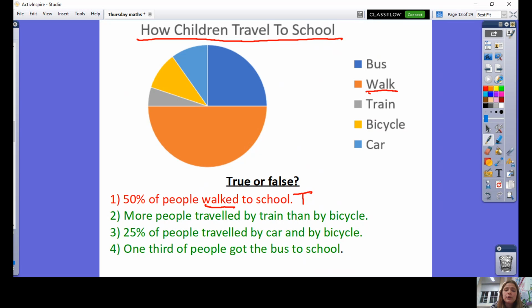Question 2 said more people travelled by train than by bicycle. Train is in grey here and bicycle was yellow here. Is it true that more people got the train? No, it's got a smaller section, so that one is false.